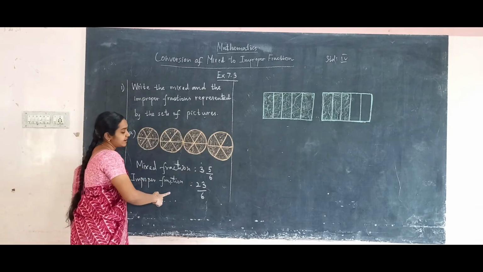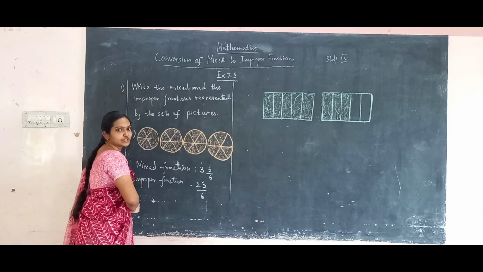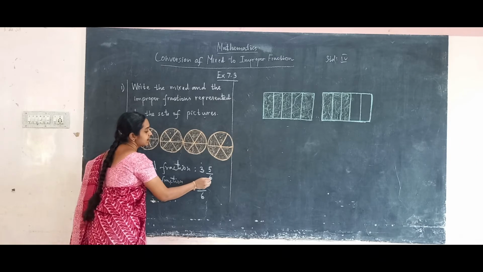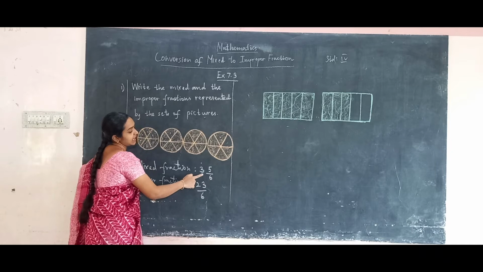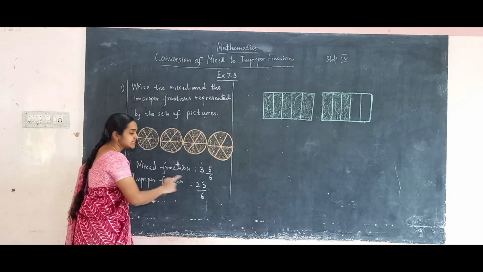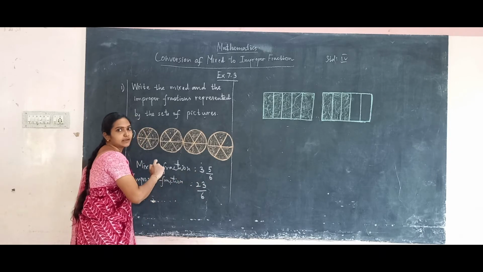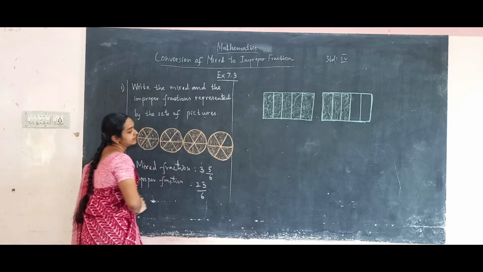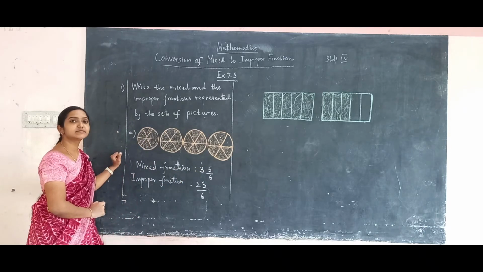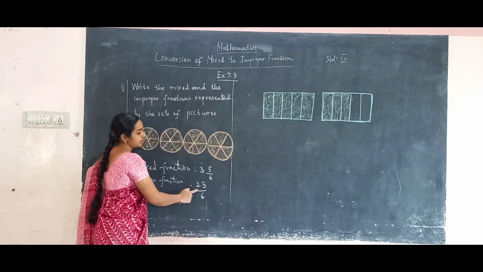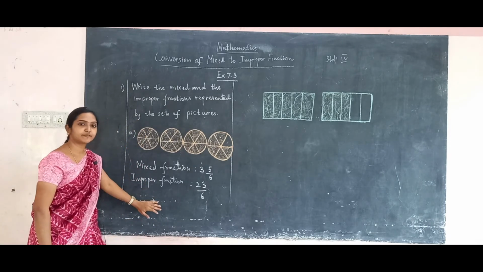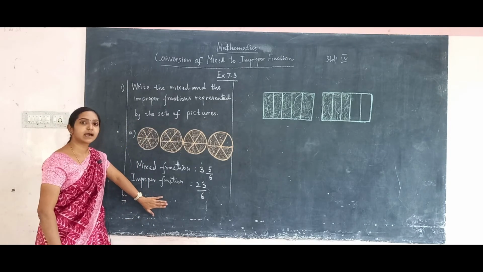So write 6 in the denominator. Now let us check whether our calculation is correct. First, multiply 6 and 3. 6 3s are 18. To 18 we have to add 5. 18 plus 5 is 23. So 23 by 6 is the improper fraction. So what we have done is correct.